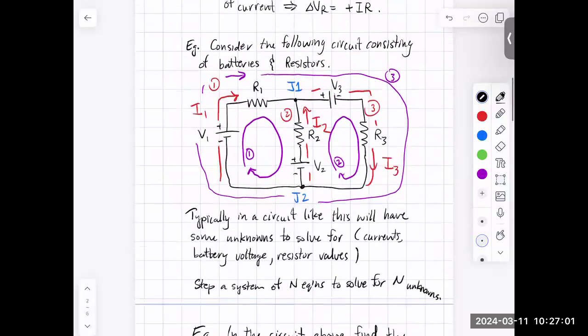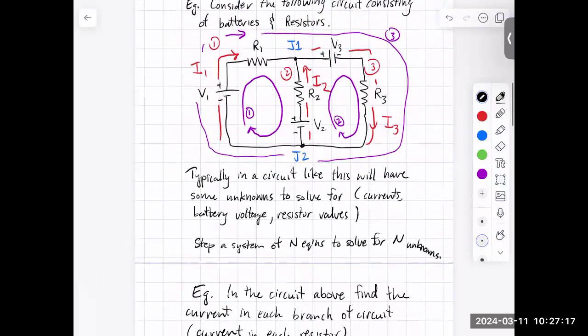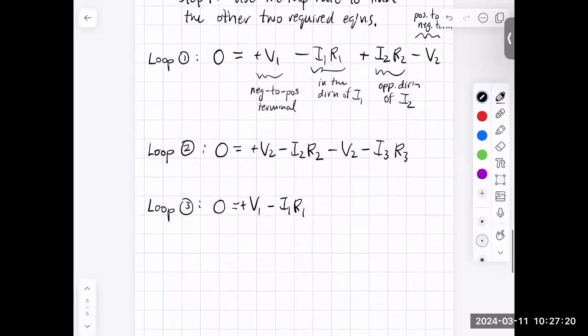Then to finish our outer loop, we're going to skip over the middle branch, and we do V3 from positive to negative terminal. So we go minus V3 and then minus I3 R3. That should look like the last part of the second loop. So it should be minus V3 minus I3 R3. And then I made a mistake here, right? This should be a V3. Okay, good.